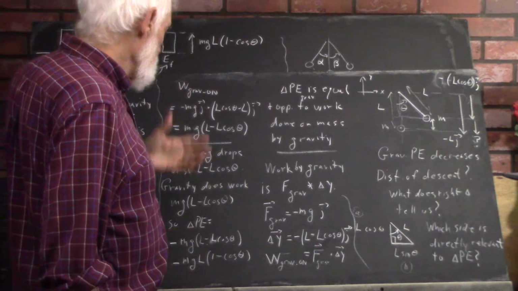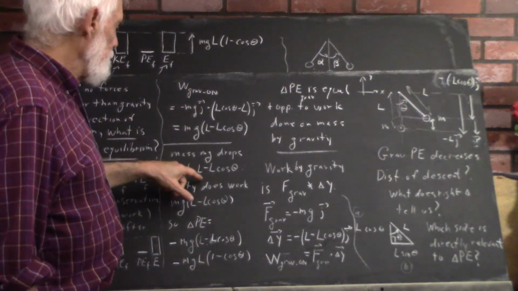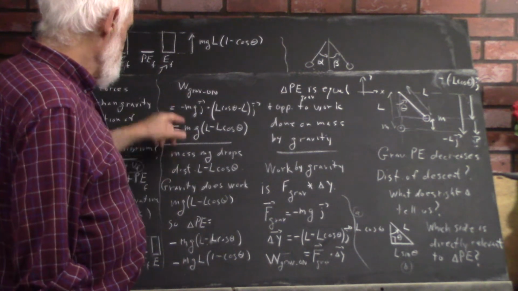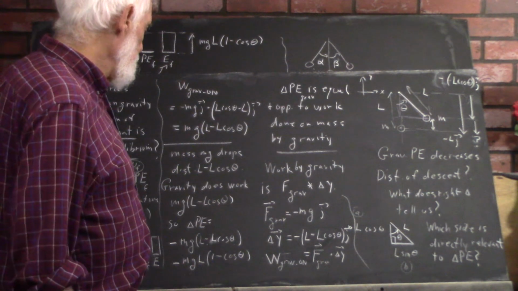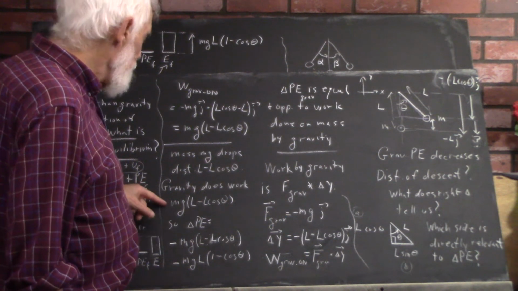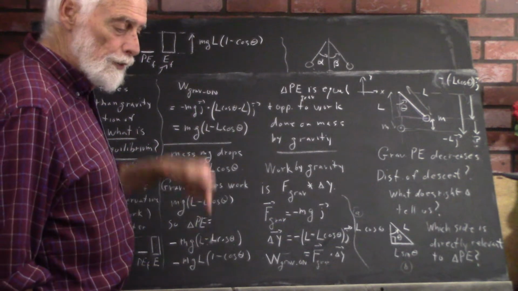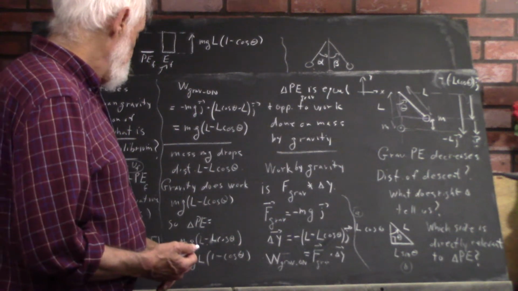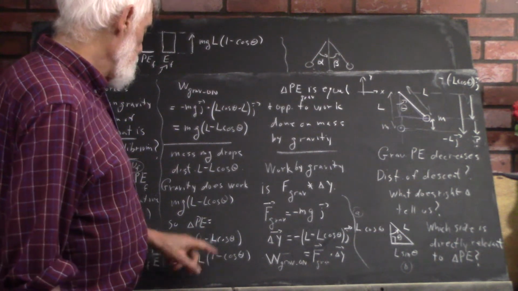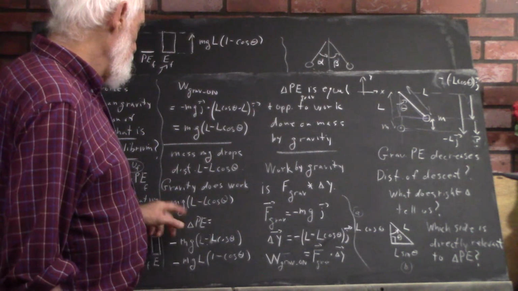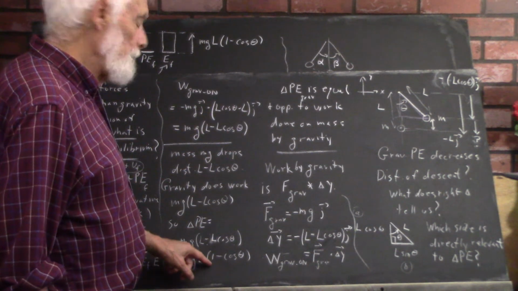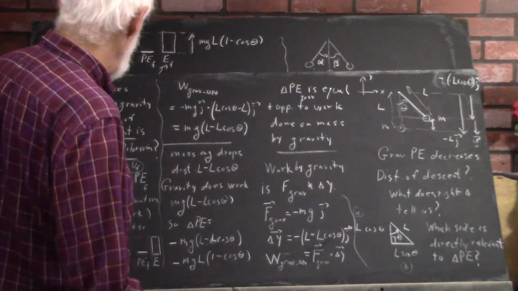So, another way intuitively, the mass m drops the distance L minus L cosine theta. Gravity does work, same expression, mg times the quantity L minus L cosine theta. So the potential energy change is the negative of that, equal and opposite to the work done by the conservative force. And that's this expression. I factored the L out here, and got negative mgL times the quantity 1 minus cosine theta.